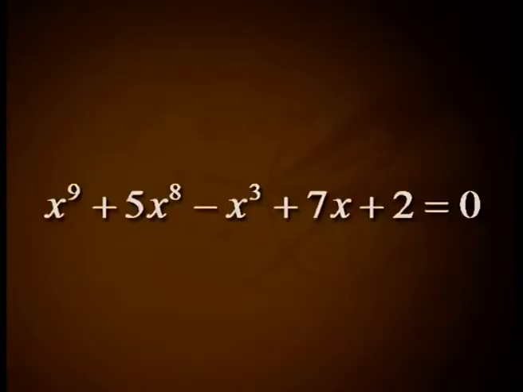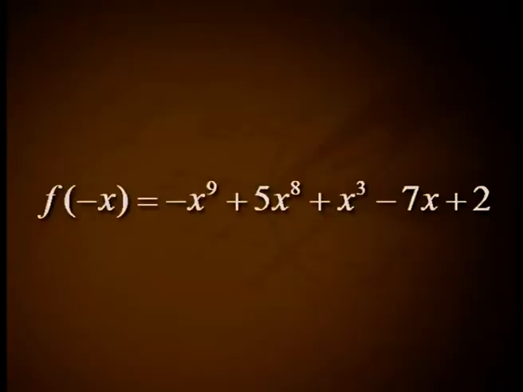Example 4. Discuss the nature of roots of the equation x^9 + 5x^8 - x^3 + 7x + 2 = 0. Solution. Here there are two changes of sign, therefore, there are at most two positive roots. Again f(-x) = -x^9 + 5x^8 + x^3 - 7x + 2, and here there are 3 changes of sign. Therefore, the given equation has at most 3 negative roots, and therefore, it must have at least 4 imaginary roots.